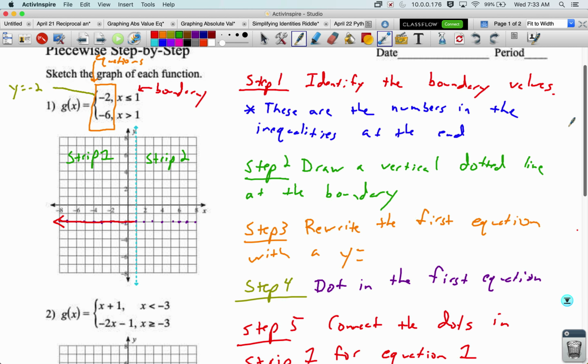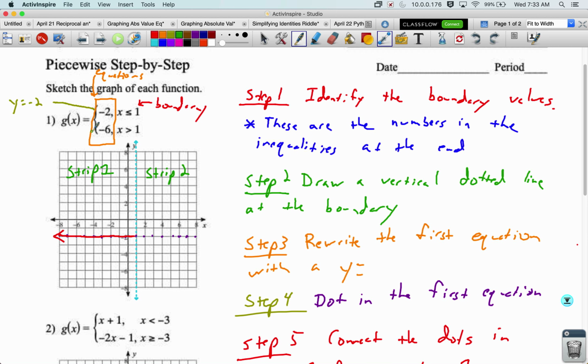All right, so let's go finish up number 1. So the second equation, I'm going to rewrite it as y equals -6. I'm going to dot in the equation y equals -6, but only connect the dots on this side over here. All right, now I'm going to look back at those inequalities. The top one has the or equal to, so it gets the closed dot. And the bottom one does not have the or equal to, so it gets an open dot right here. It's an open dot, fill in the middle white, make it very obvious.